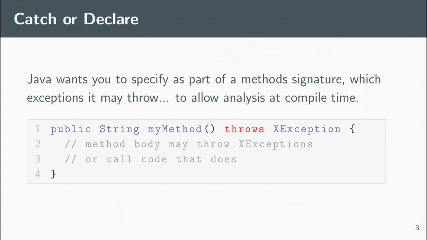And the syntax to declare that your code might throw an exception of a certain type is like this. As part of the signature of the method, for example, here you have a public string method called myMethod, you would add the keyword throws followed by the name of the exception that might be thrown. So this defines a method that can potentially throw an X exception. Because this mechanism allows the compiler to check if exceptions are raised or dealt with, this type of exception is often called a checked exception.